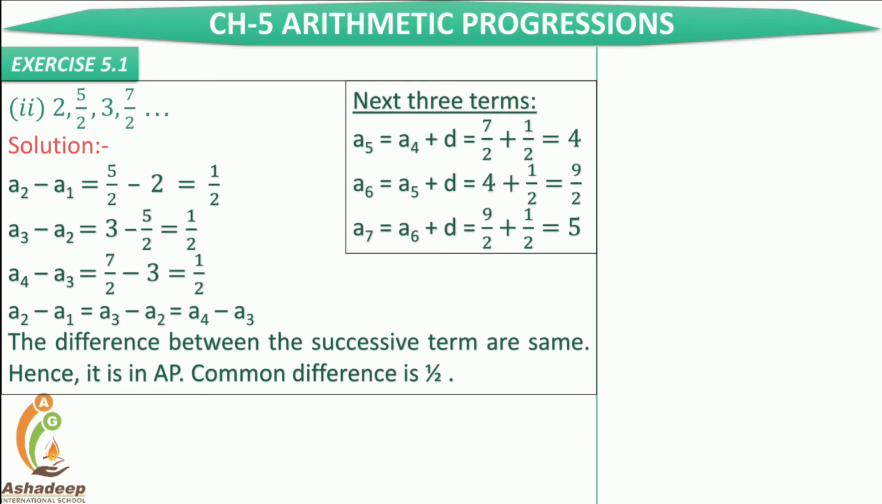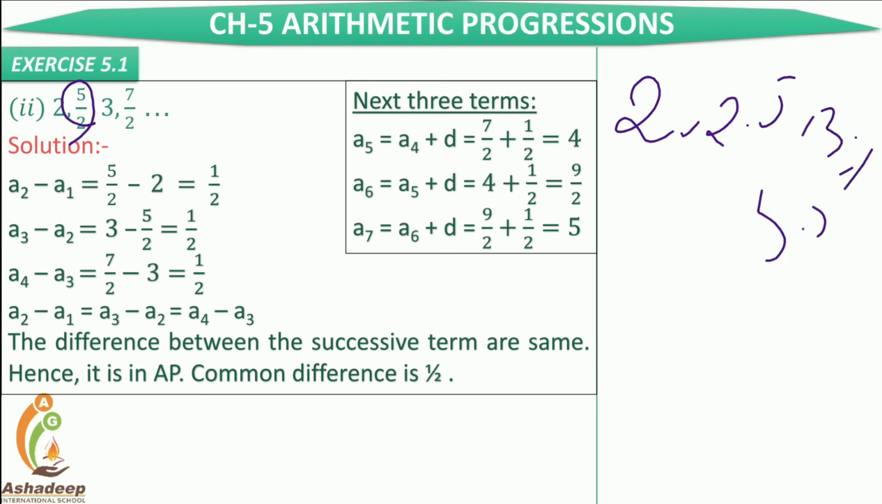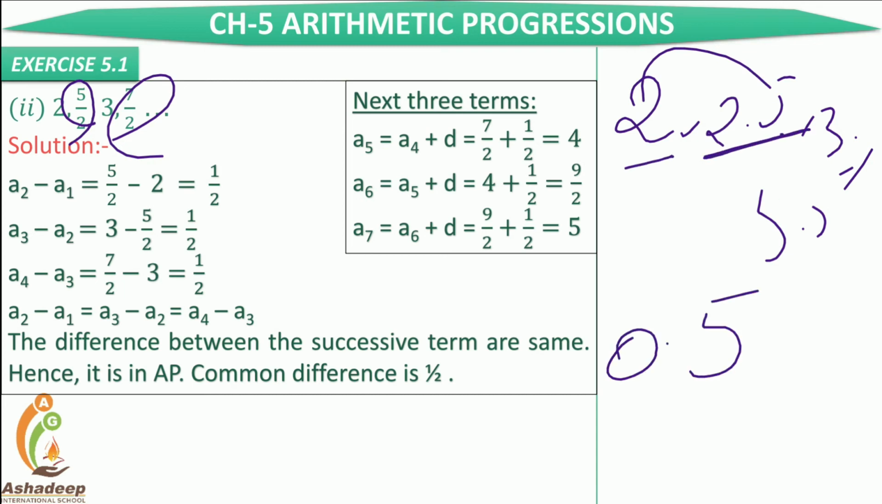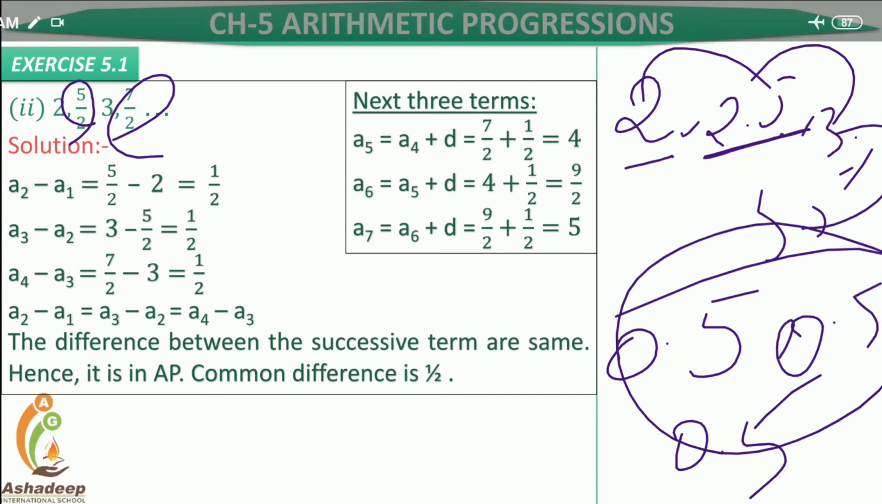2, 5 by 2, 3, 7 by 2. Now 5 by 2 is 2.5. So 2, 2.5, 3, 3.5, right? 7 by 2 is nothing but 3.5. So here what is the common difference? 2.5 minus 2, 0.5. 3 minus 2.5, 0.5. 3.5 minus 3, 0.5. Here the common difference is the same.